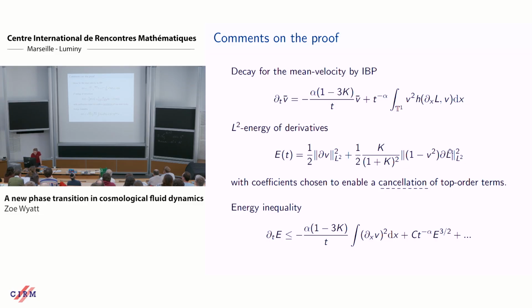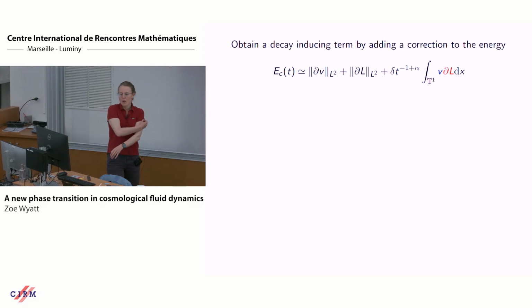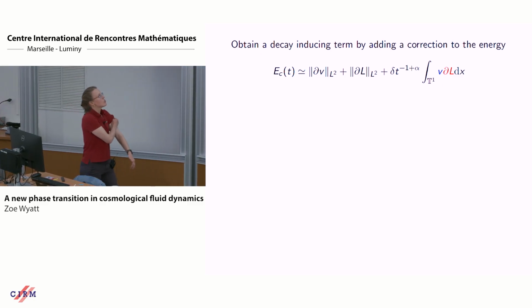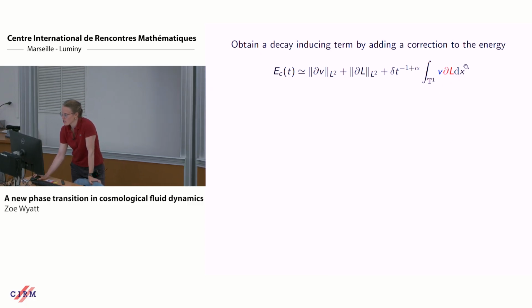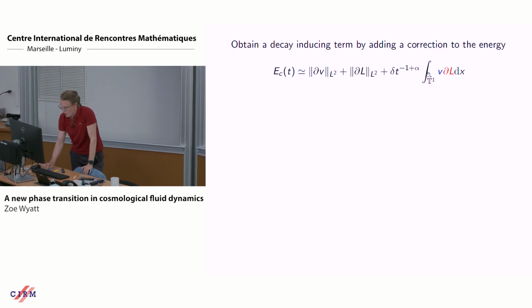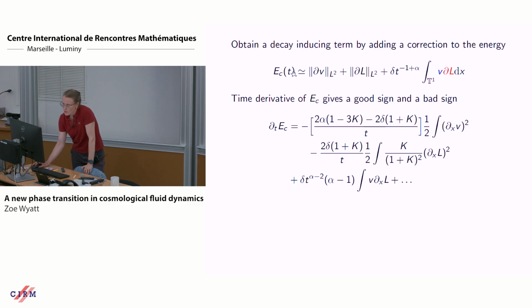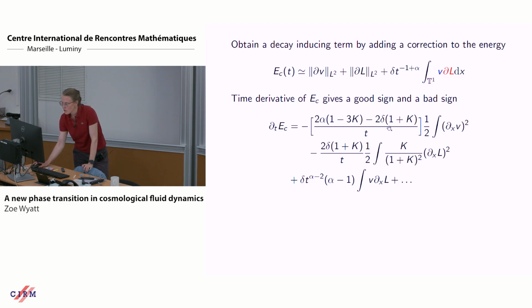And so the key idea is to actually obtain this extra decay-inducing term by adding a correction to the energy. You add a correction term which you can show, for small data, the other terms are coercive over it. And when you take the time derivative of your corrected energy, it's a balancing argument where you're going to pick up a term with a good sign.